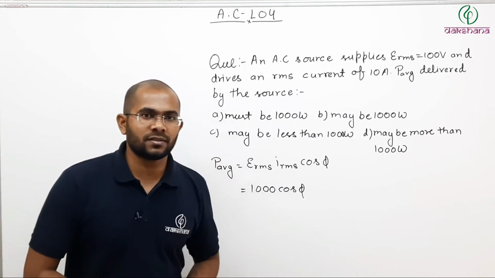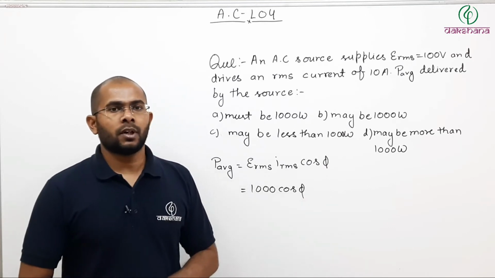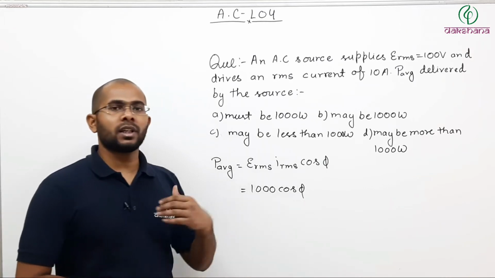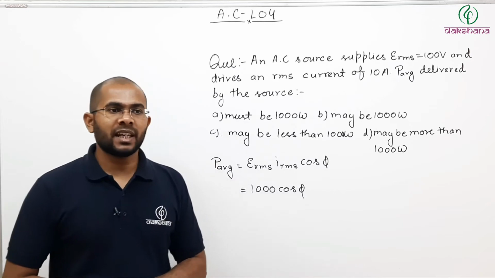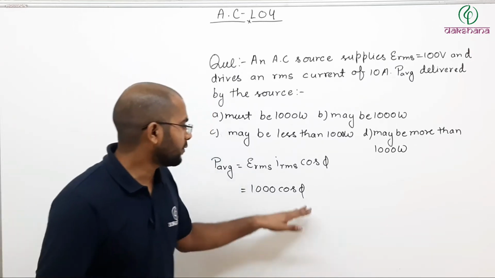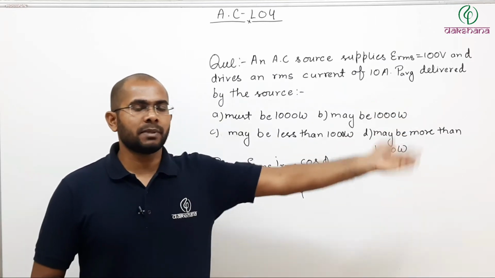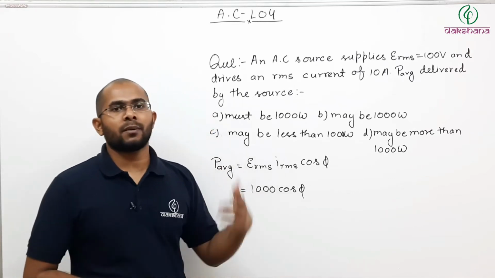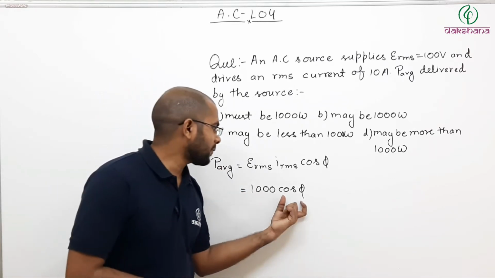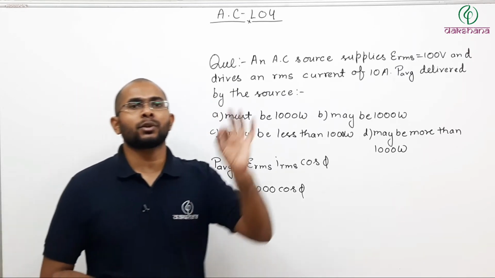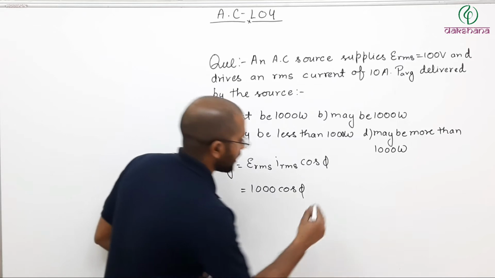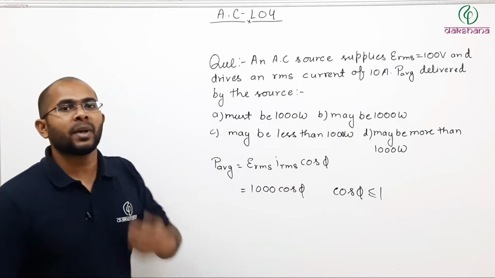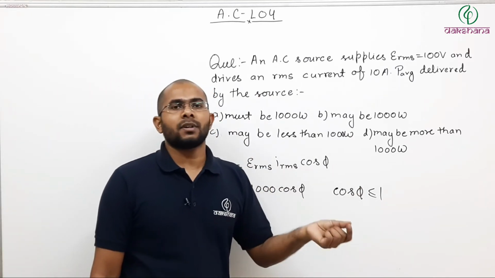For a purely capacitive circuit, phi will be pi by 2. For a purely inductive circuit, it will be minus pi by 2. And for a purely resistive circuit, phi will be 0. Depending upon the circuit, the value of phi may vary from plus pi by 2 to minus pi by 2, and so the value of cos phi can vary from 0 to 1. So cos phi may be less than or equal to 1 depending upon the components of our circuit.